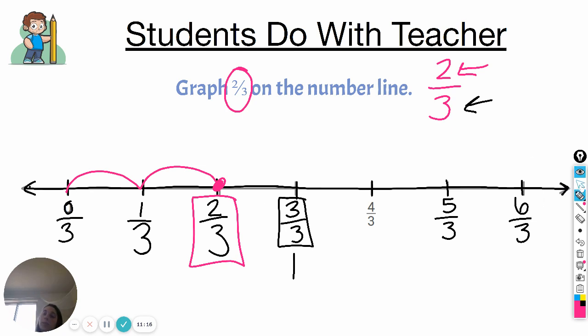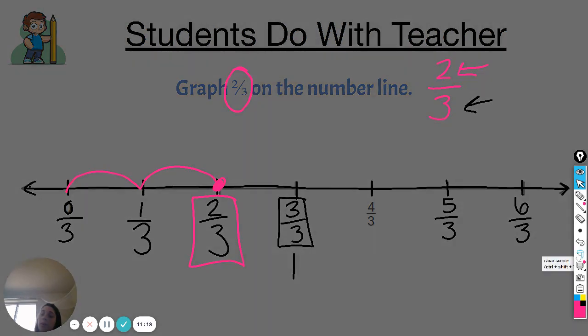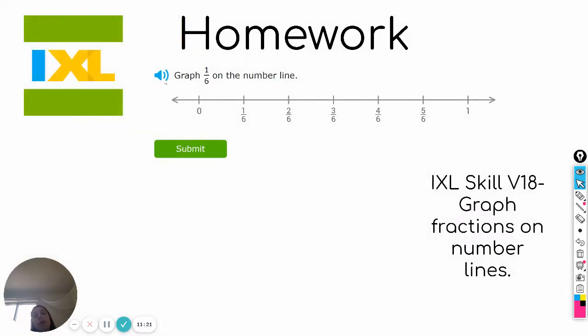Okay, go ahead and erase those whiteboards. Let's take a look at what you're doing for homework today. Homework today is IXL Skill V18, graph fractions on number lines. So you'll see here it says graph 1/6 on the number line. So we would make 1 jump. And that gets us to 1/6. So on IXL, I believe you just need to click and it should put the dot where you want it. Go ahead and begin.